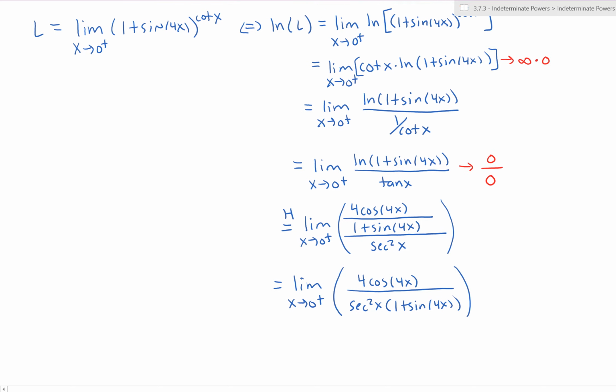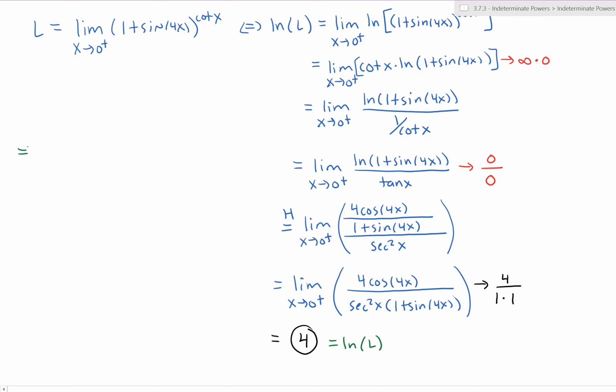Now, what happens? Well, let's figure it out. As x goes to 0 from the right, the numerator is going to go to 4. And in the denominator, as x goes to 0 from the right, this secant squared, which is 1 over cosine squared, is going to go to 1 times another 1, since sine of 4x goes to 0. So this limit ends up equaling 4 here. However, remember, this is not the actual limit. This is our natural log of our limit.